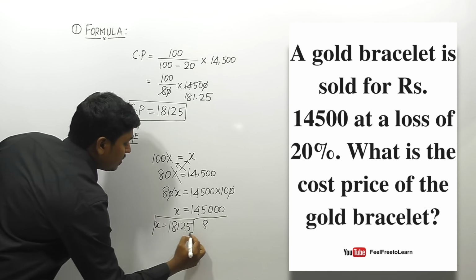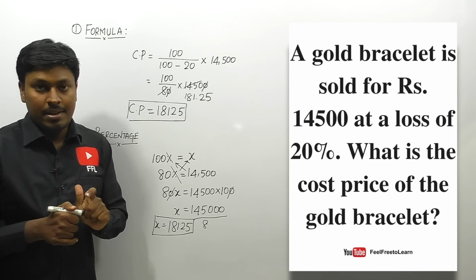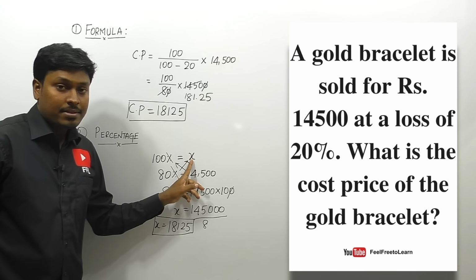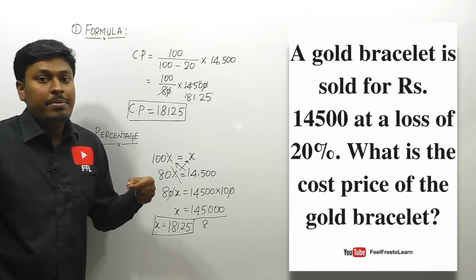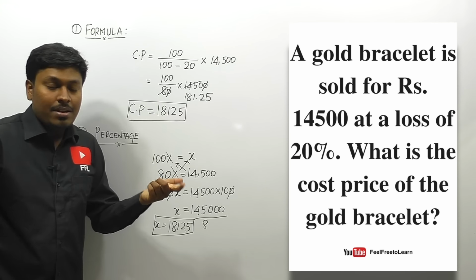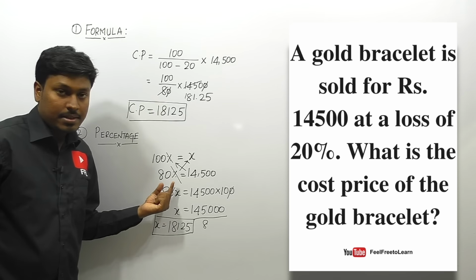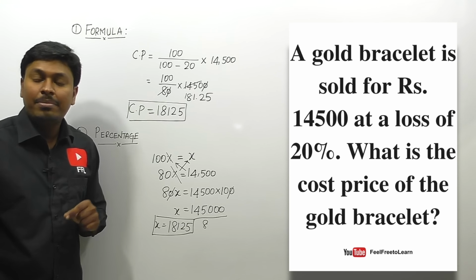So in both the methods, after solving the question, 18,125 will be its answer. So listen carefully. Cost price 100% is equal to X, and we know that he sold at 14,500 at a loss of 20%. So cost price will be 100, loss will be 20, so this amount will be equal to 80%. So after crossing it, we got the answer: 18,125 will be the cost price.